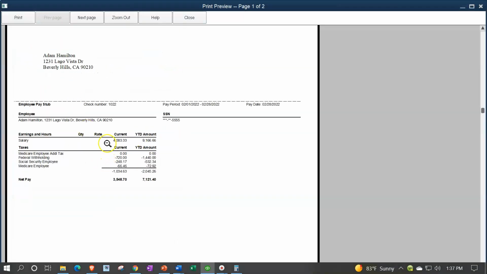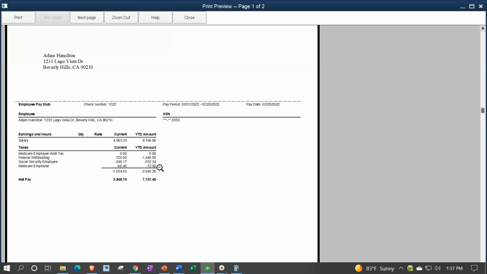So now notice we've got the current information. This is information you've probably seen similar to this. And then we have the year-to-date information. Again, remember that it gets quite complex when you're talking about multiple employees, multiple different current and then year-to-date transactions for each employee.